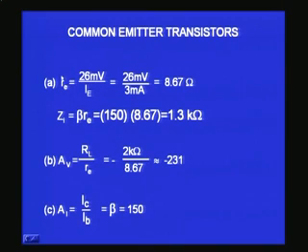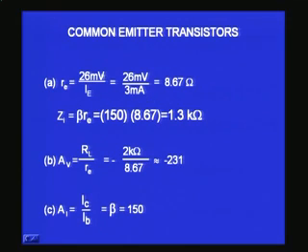So now we can get RE. First, RE is nothing but 26 millivolt divided by IE, and the IE is given in the problem to be 3 milliamperes. So 26 millivolt divided by 3 milliampere gives me 8.67 ohms. So 8.67 ohms is the resistance of the internal diode that you come across between the base and the emitter junctions. The ZI therefore will be beta times RE, and beta is given as 150. So 150 times 8.67 ohms will be around 1.3 kilo ohm.